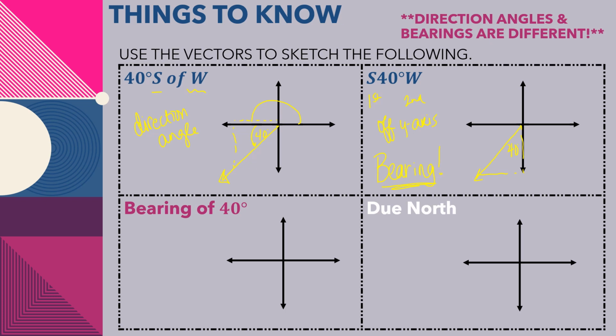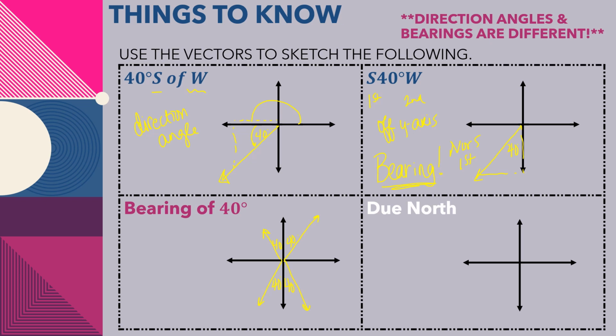If it's a direction angle, you get the angle first. If it's a bearing, you get north or south first, then your angle, okay? The one in the bottom left corner, a bearing of 40 degrees, that can be off of the y-axis, northeast, southeast, northwest, or southwest. So if I go northeast 40 degrees, or if I go southeast 40 degrees, southwest 40 degrees, and northwest 40 degrees.